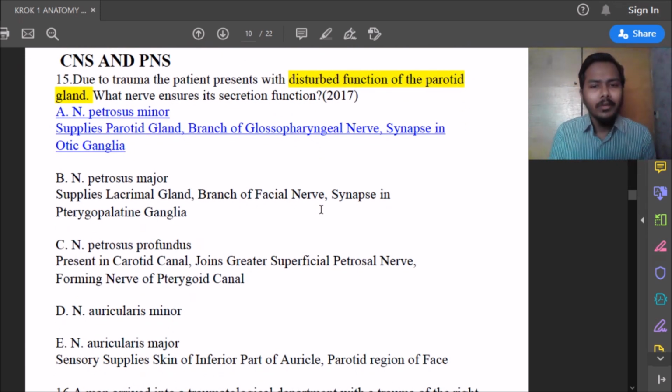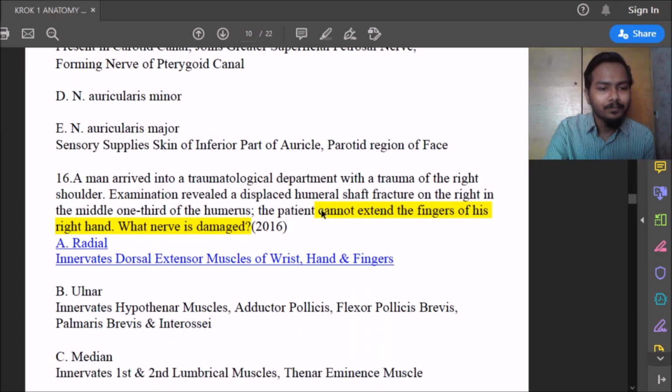Due to trauma, a patient's parotid gland function is disturbed. What nerve ensures its secretory function? So it's a direct question. For the parotid gland, the innervation is the lesser petrosal nerve. It supplies the parotid gland. It's a branch of the glossopharyngeal nerve and synapses with the otic ganglion.